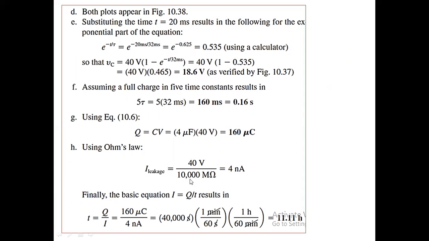V is 40 and R is given leakage resistance 10,000 mega. So we'll get 4 nano ampere. Now, as we know that T is equal to Q over I, so Q is 160 from here and I is 4 nano from here. We will get this in seconds. If you want to convert this time in hours, we will divide it by 3600. So we will get 11.11 in hours.